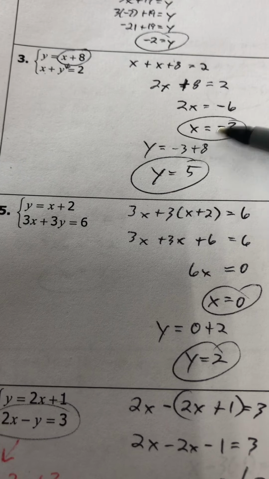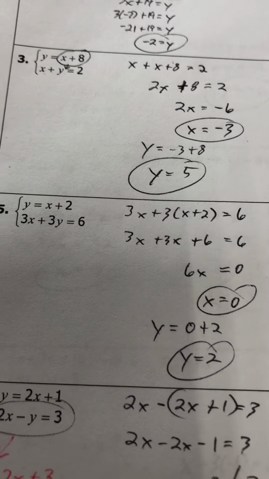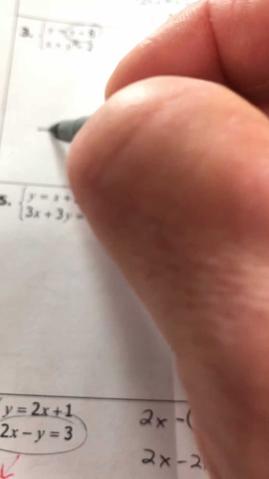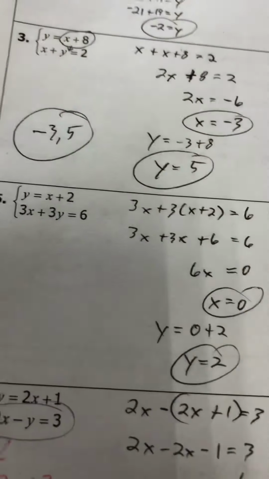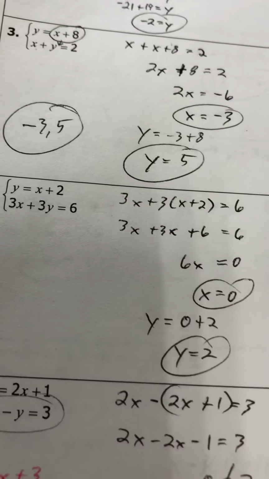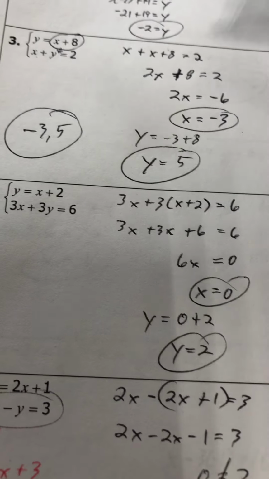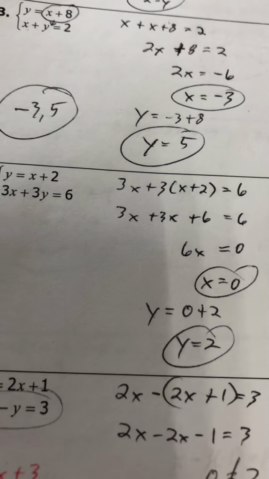And so these both are my solutions, negative 3 and 5. And he might have you write them like this, negative 3, 5, like that, as a point on a graph, because this is a point on the graph where these are going to be intersecting, okay?